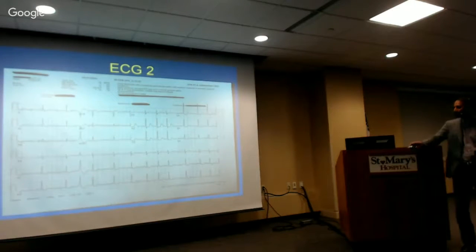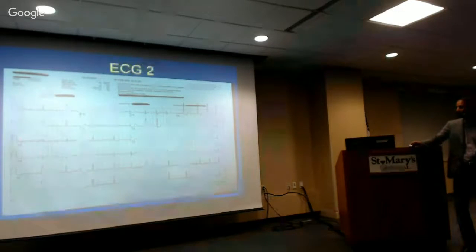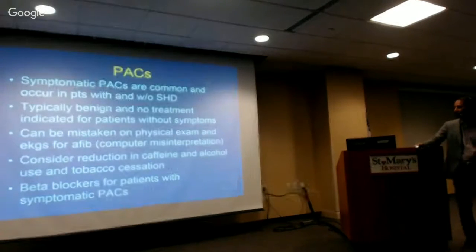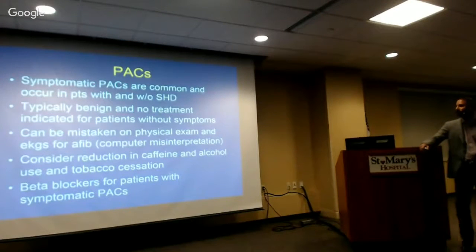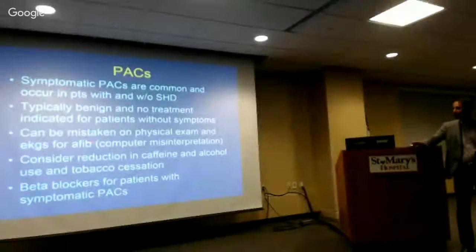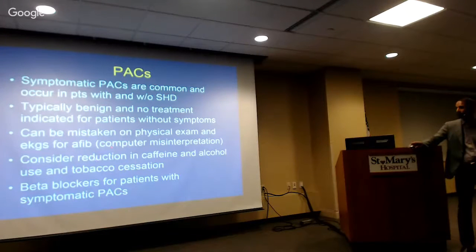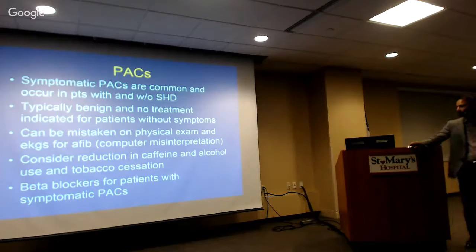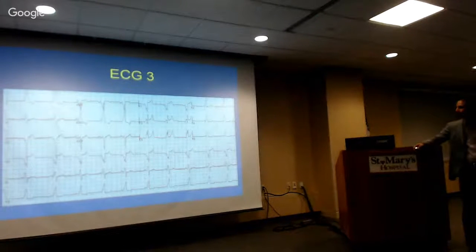Initial glance at it, sure, it looks like AFib. It's irregularly irregular. There's a lot of baseline artifact there. You can certainly get fooled. So these are PACs. Symptomatic PACs are common. They occur in patients both with and without structural heart disease. They're typically benign and don't need any treatment. Certainly they've been mistaken on physical exam and by computer EKG interpretation for AFib. It can also be a precursor for AFib in some patients. Typical treatment is behavior modification, sometimes beta blockers for patients that are symptomatic.